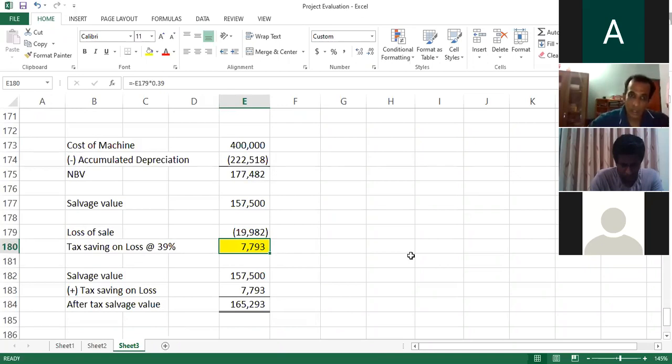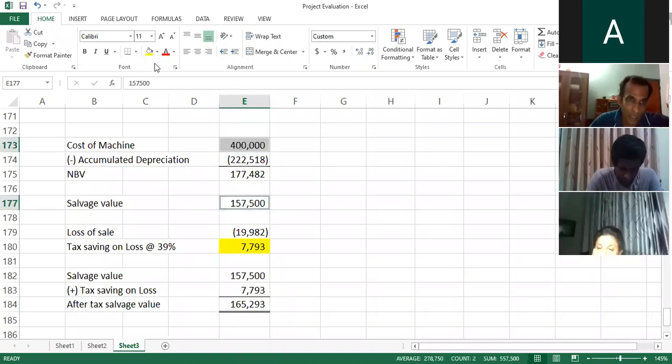Now, due to this loss, actually for this cash flow analysis, we are not going to use this at all, because this is a book value. That is not a cash flow. The company has to pay 400,000, and 157,000 they are going to receive. These are the relevant cash flows that we have considered. We calculate these to identify whether there is a profit or loss.